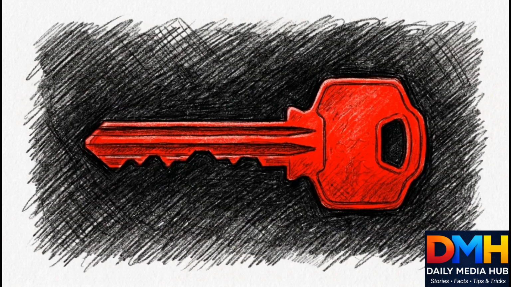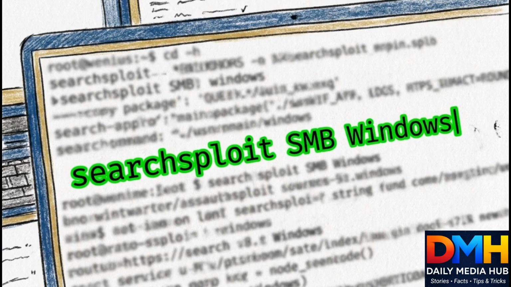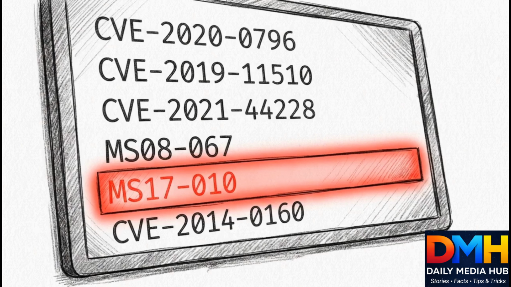Now we move into Phase 3, Exploitation. We need to see if there are any known weaknesses for this version of Windows SMB. Type searchsploit followed by SMB Windows to search an offline database of thousands of pre-built attacks. The results point to a critical vulnerability indexed as MS17-010. The world knows this exploit by a more infamous name, EternalBlue.